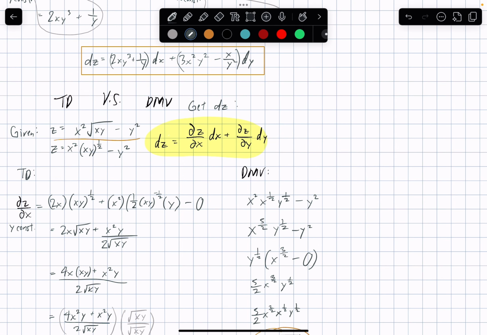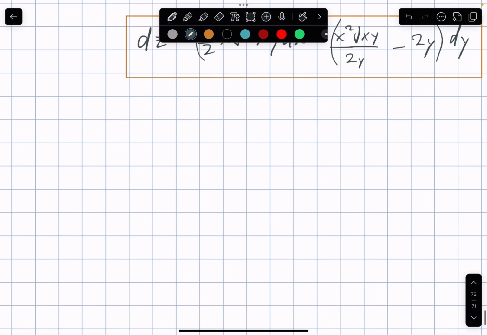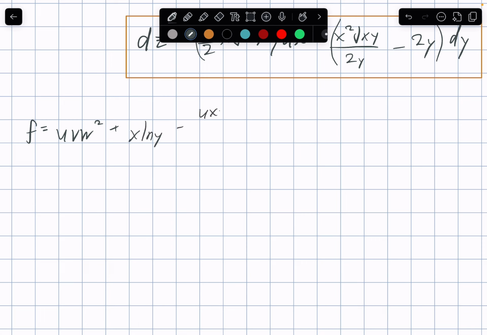Okay, so let's have a few more practice questions. Oh, this is fun. Actually, I wanna start on this already. Let's do this practice question. So we have f is equal to u v w squared plus x ln y minus u x z over y. We are tasked to find what df is.